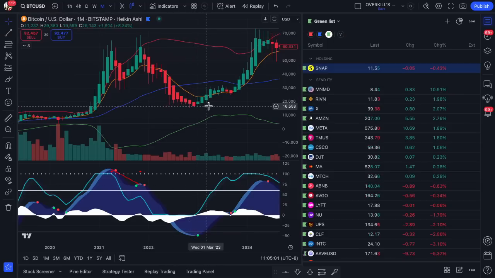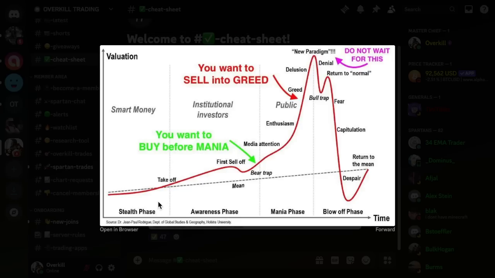This is when nobody was talking about Bitcoin, right? They call it the stealth phase because there's nobody talking about it. Nobody's even thinking about it. The news isn't tweeting about it. Jim Cramer's not talking about it. Nobody's talking about it.